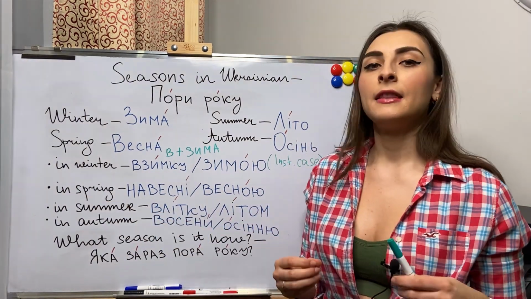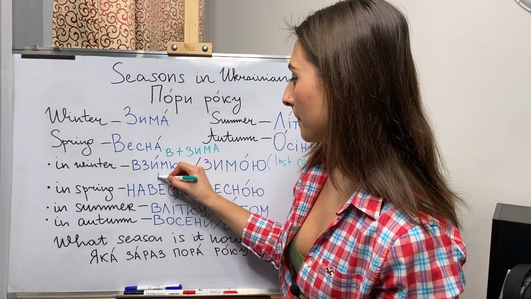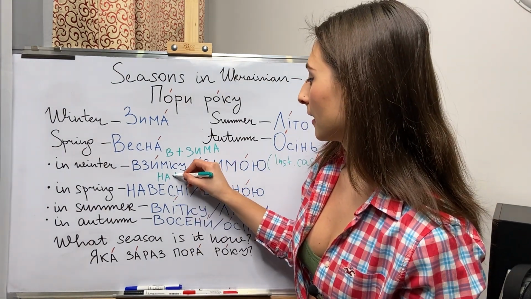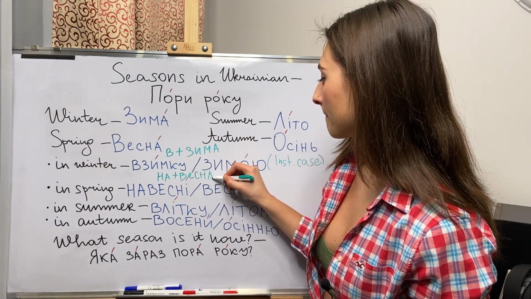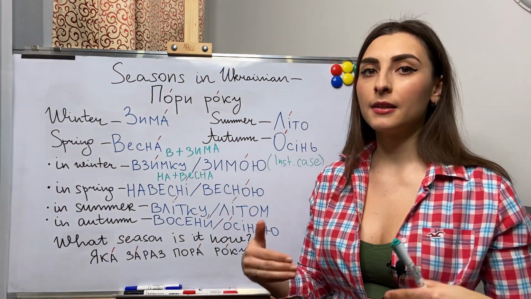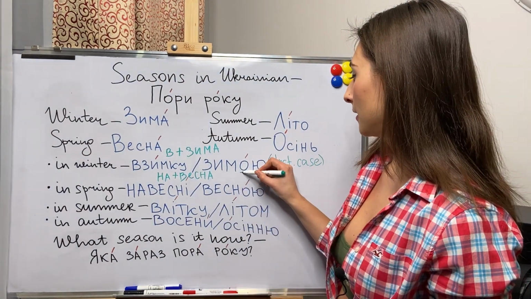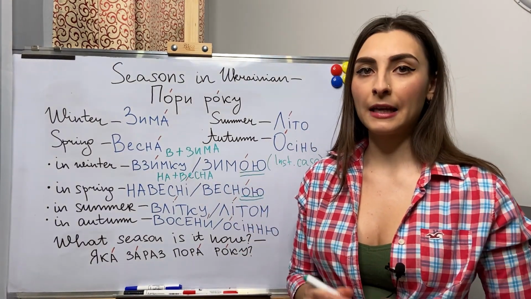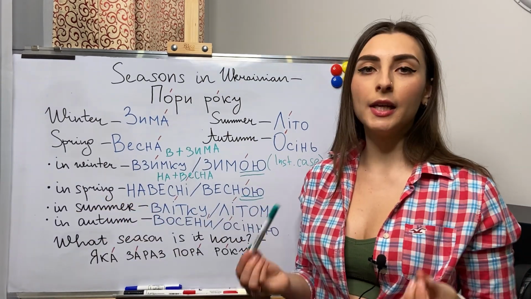The same about in spring. In spring is навесні. Here we have the preposition на. На means on or at. Plus the word весна. Навесні, one word, means in spring. Or you can also say весною. The same as here, this ending ою shows us that this is the instrumental case.